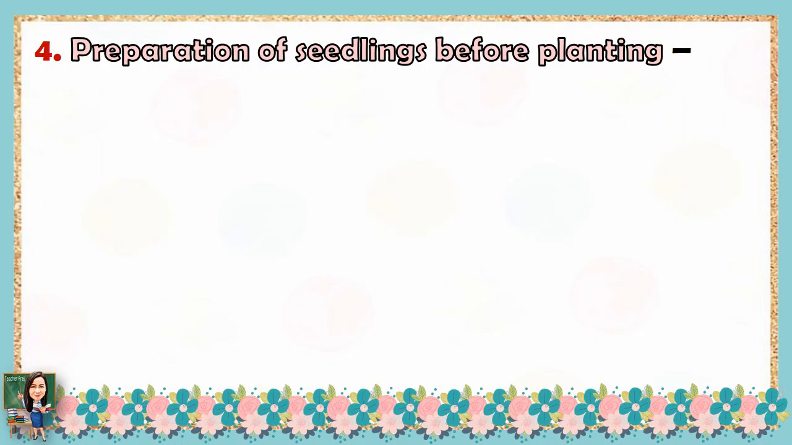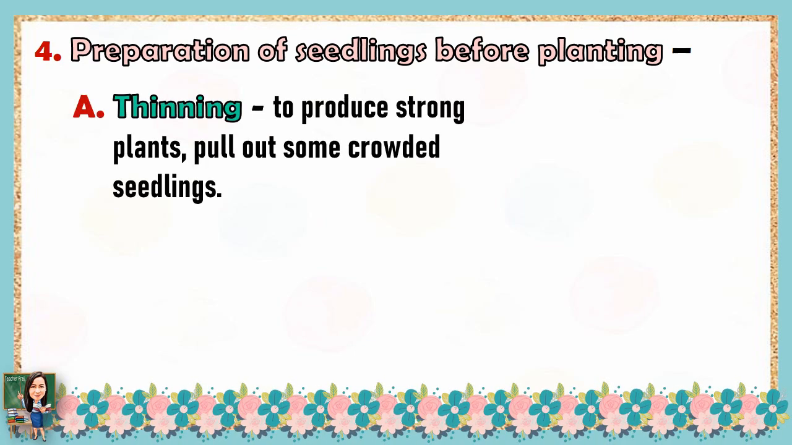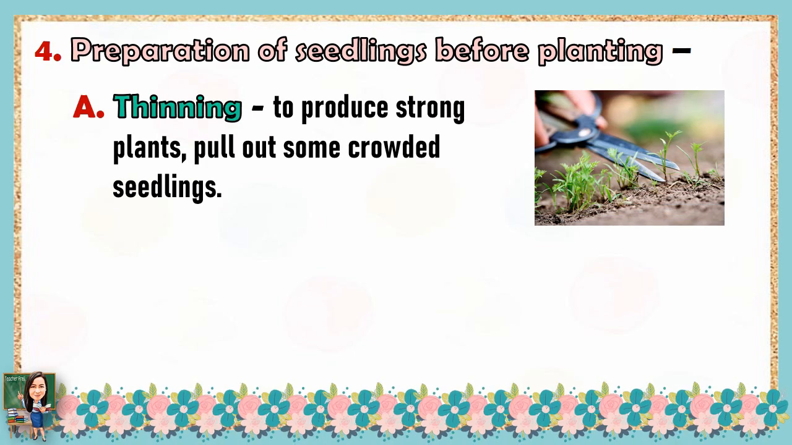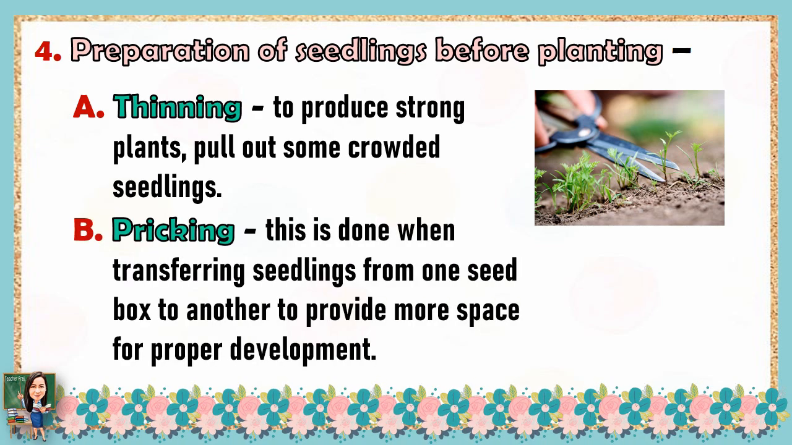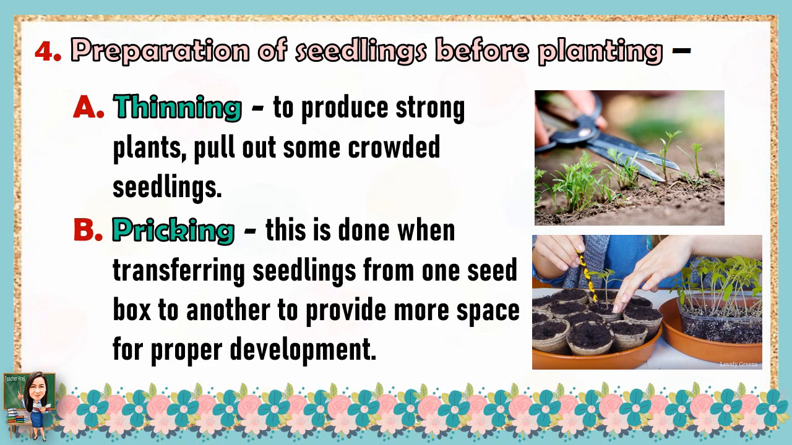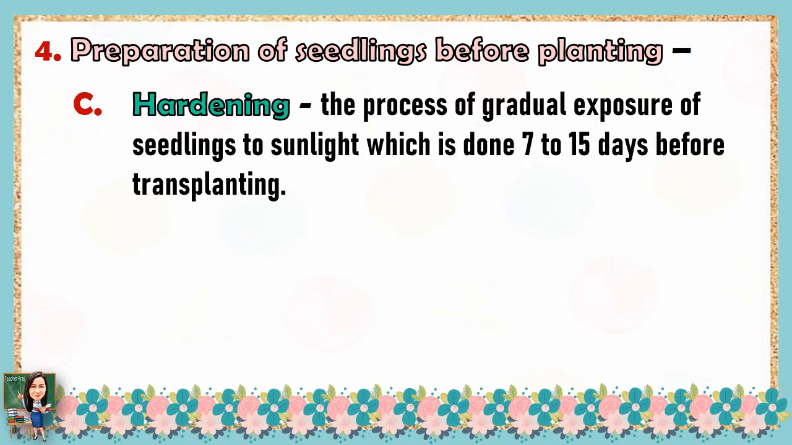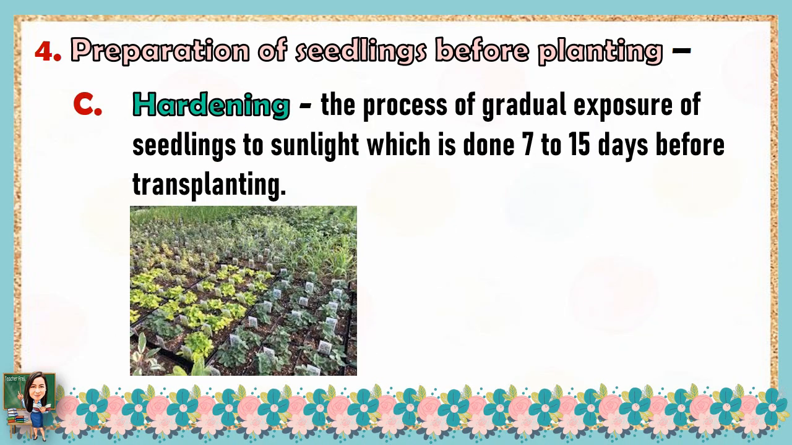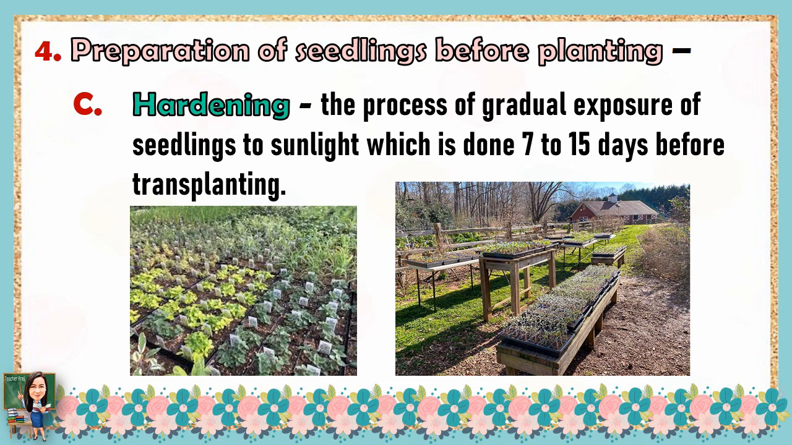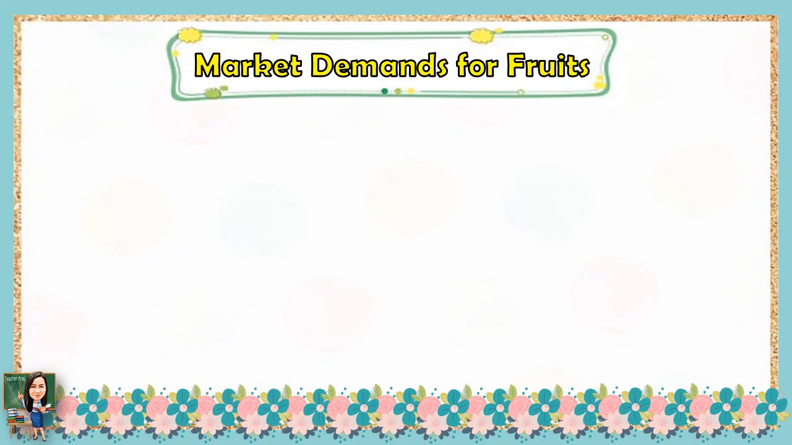Fourth, preparation of seedlings before planting. Letter A, thinning. To produce strong plants, pull out some crowded seedlings. B, pricking. This is done when transferring seedlings from one seed box to another to provide more space for proper development. Letter C, hardening. The process of gradual exposure of seedlings to sunlight, which is done 7 to 15 days before transplanting. Let's study about market demands for fruits.